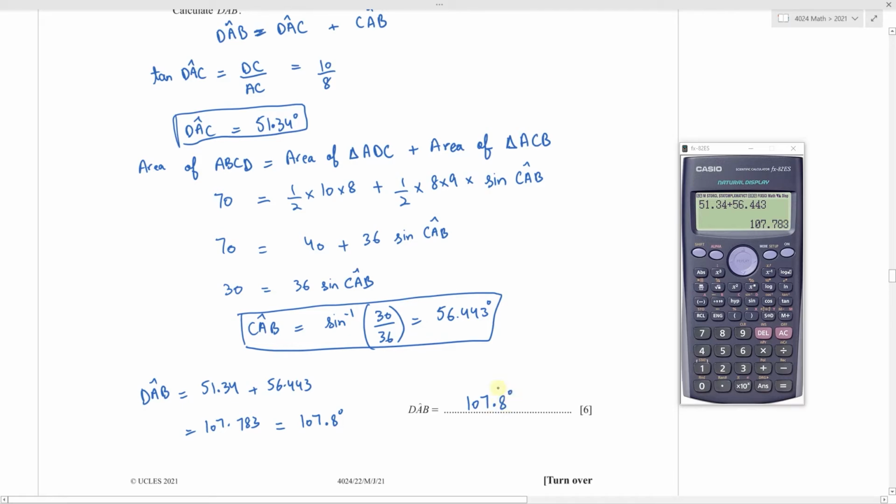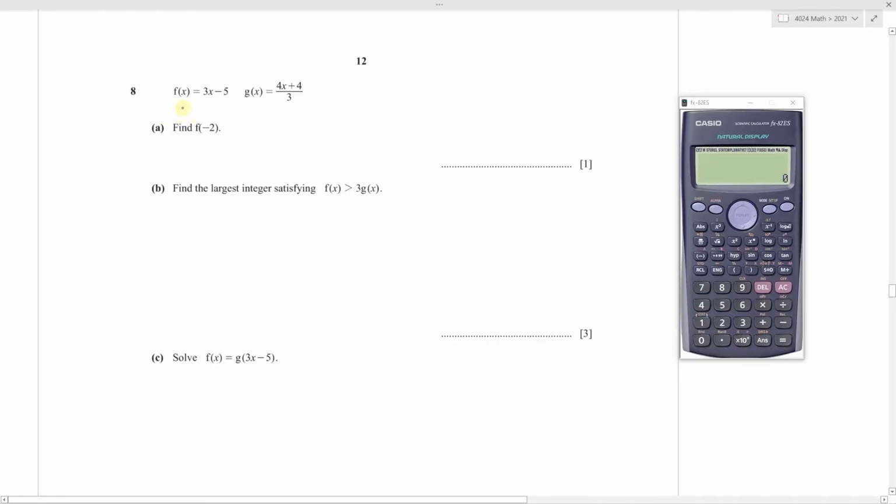Question number 8, you're given f of x and g of x. Part A is find f of minus 2. So f of minus 2 will be, you'll substitute minus 2 in place of x here. So 3 times minus 2 minus 5, and this will be minus 6 minus 5, which is minus 11. So minus 11.